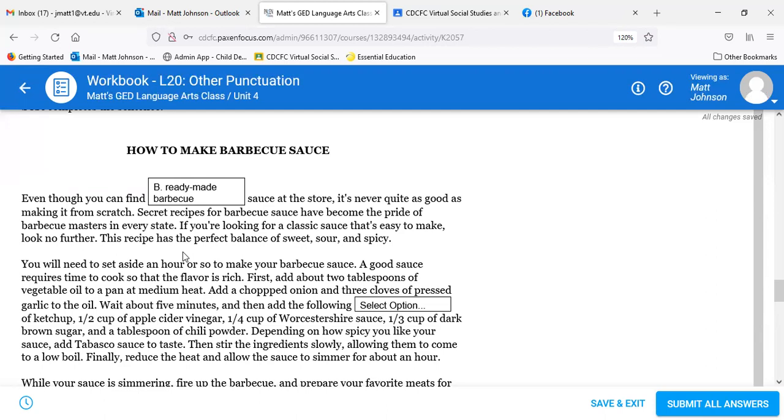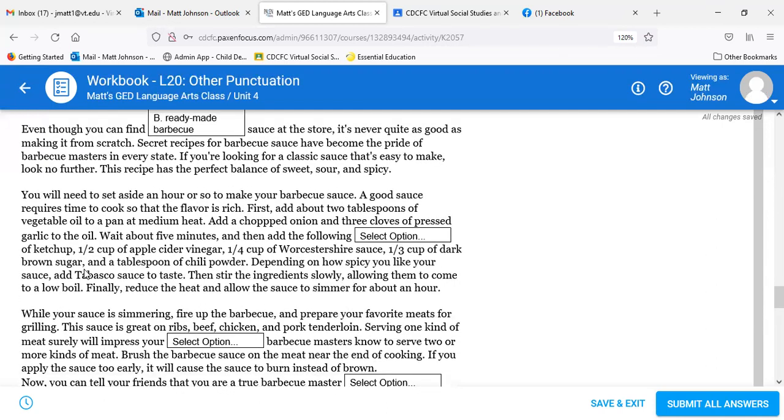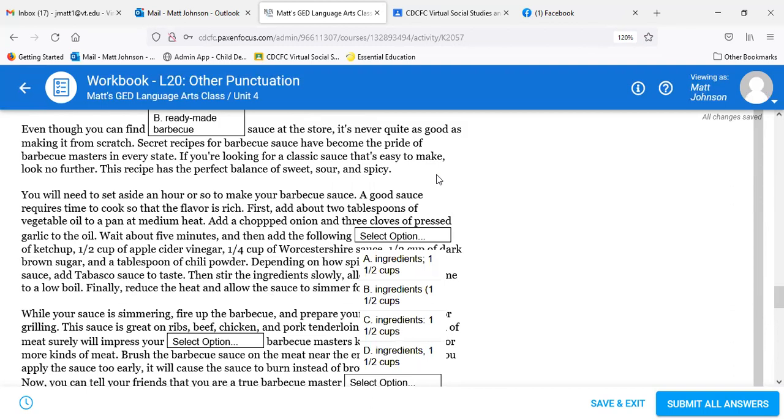If you're looking for a classic sauce that's easy to make, look no further. This recipe has a perfect balance of sweet, sour, and spicy. You will need to set aside an hour or so to make your barbecue sauce. A good sauce requires time to cook so that the flavor is rich. First, add about 2 tablespoons of vegetable oil to a pan at medium heat and add a chopped onion and 3 cloves of pressed garlic to the oil. Wait about 5 minutes and then add the following ingredients.